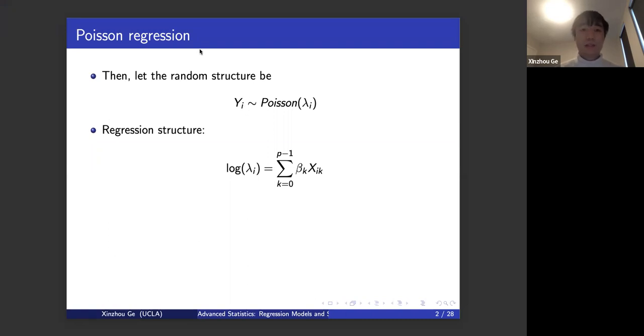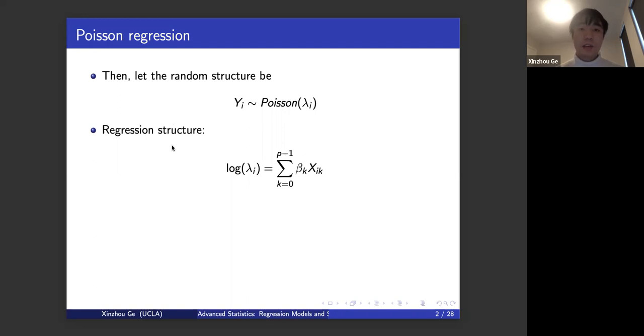So for the Poisson regression, we will assume that the response follows a Poisson distribution with this Poisson parameter equal to lambda_i. And we do have this Poisson assumption because our response values are all non-negative integers. So this will be a good fit for the read count in the DE analysis.